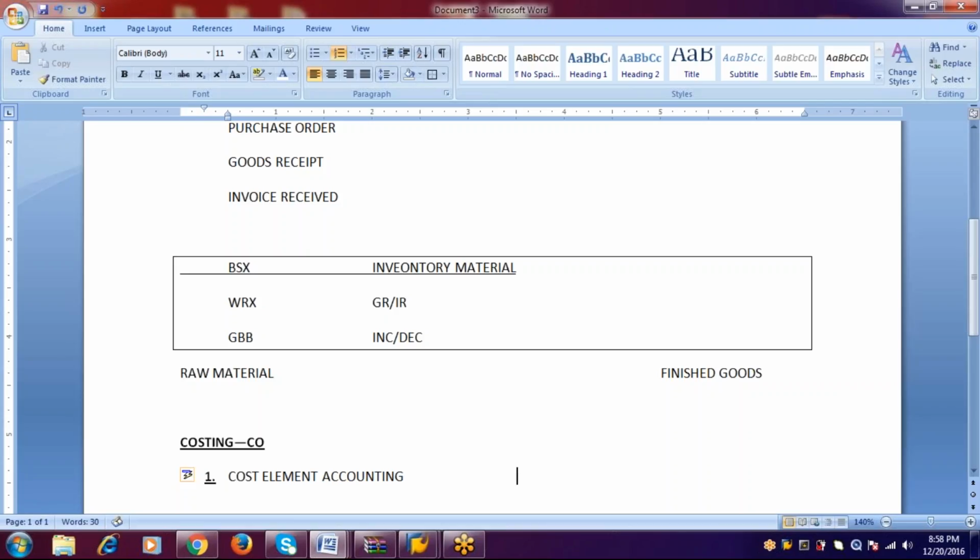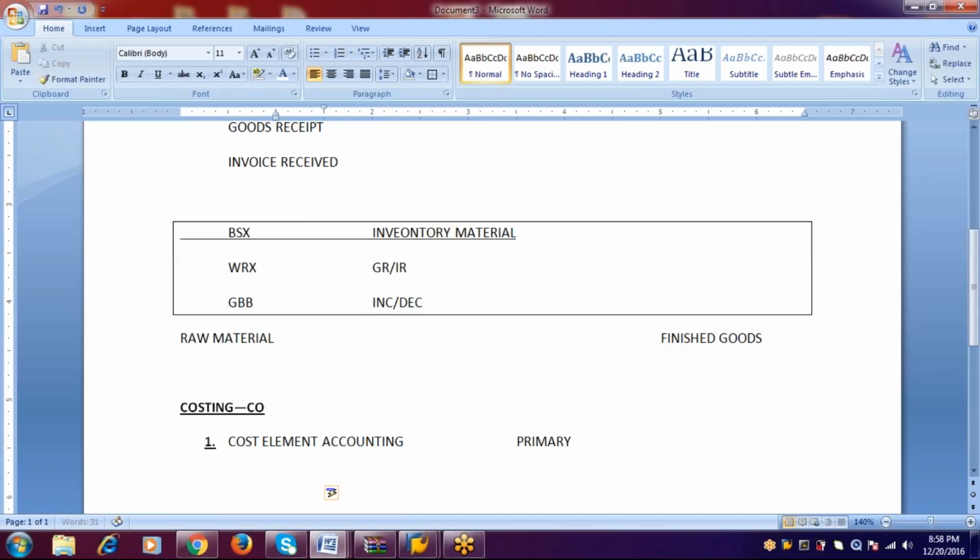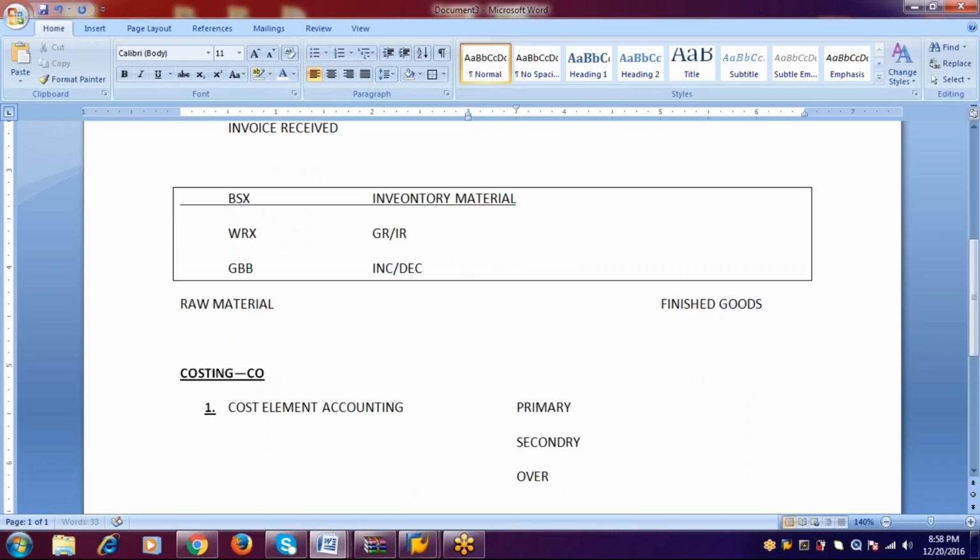Under these cost elements we have three types: primary, secondary, and overheads. The primary cost elements are called direct cost elements, and the secondary cost elements are called indirect cost elements. The overheads are not mandatory; they are, for example, manufacturing overheads, nothing but manufacturing wastages. These are the three types of cost elements which we have to create.